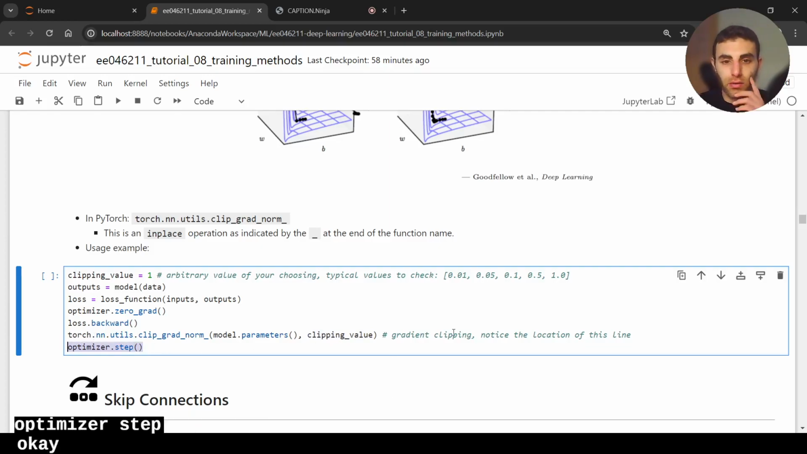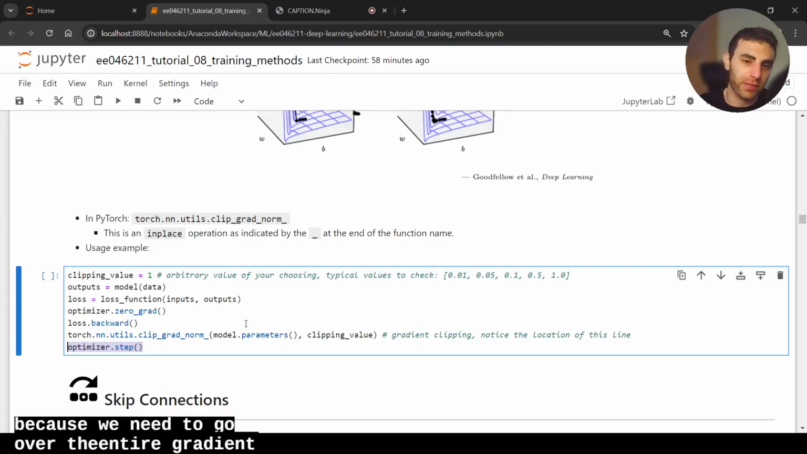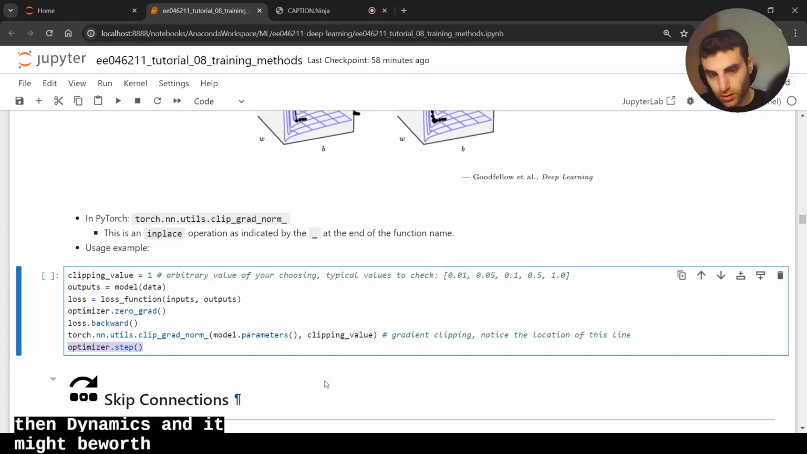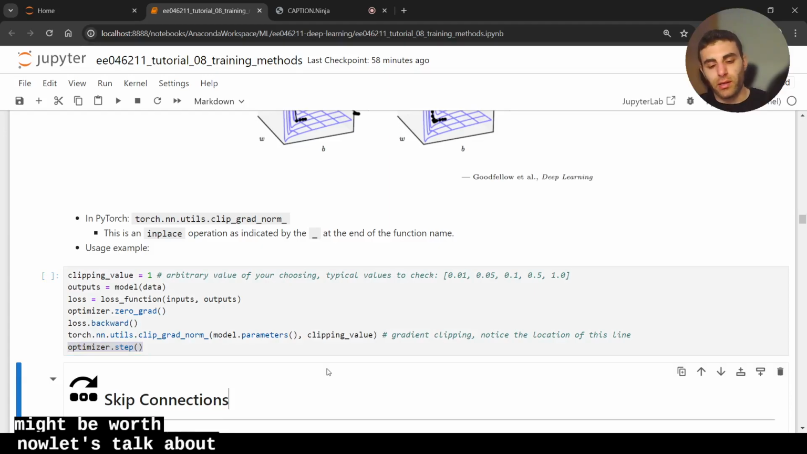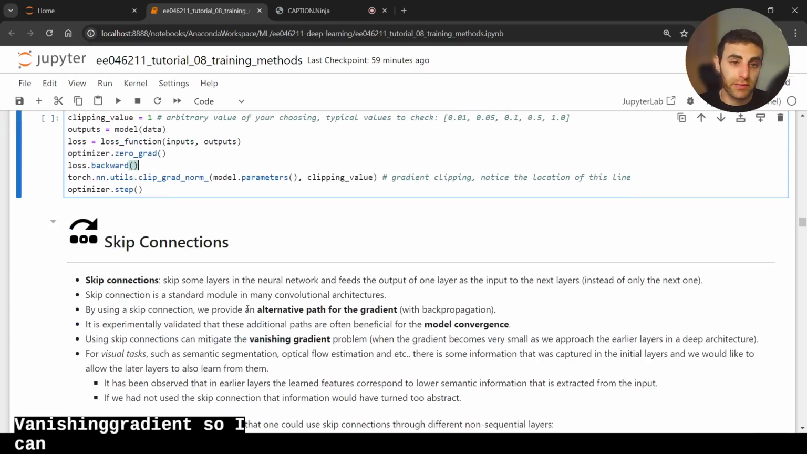Okay, so this incurs, of course, another computational cost, right? Because we need to go over the entire gradients and check if each one of them is greater than this threshold. But sometimes it can help us stabilize the training dynamics, and it might be worth it. Now let's talk about the other direction. So vanishing gradient, how can we solve this?